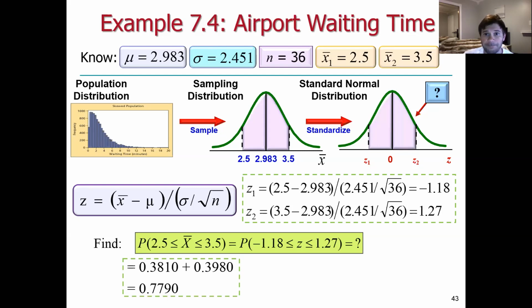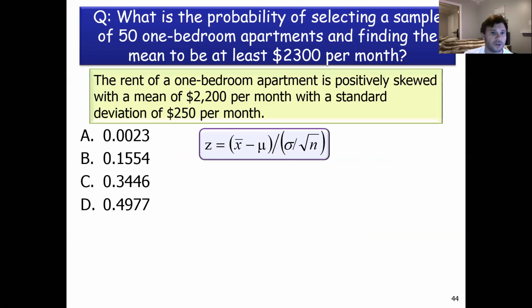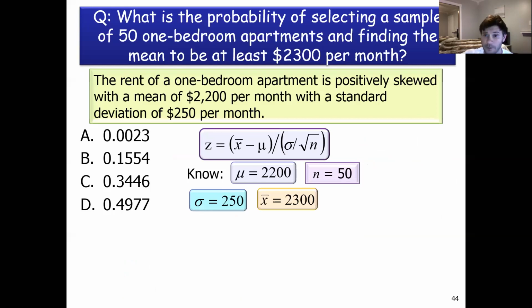All right. Let's go ahead and check out one more example here, and then we'll summarize by wrapping up our discussion of the central limit theorem, this very, very strong result that allows us to exploit that normal distribution in many, many situations. So let's consider the following situation where the rent for a one-bedroom apartment is positively skewed with a mean of $2,200 per month and a standard deviation of $250 per month. The question is, what is the probability of selecting a sample of 50 one-bedroom apartments and finding that mean to be at least $2,300 per month?